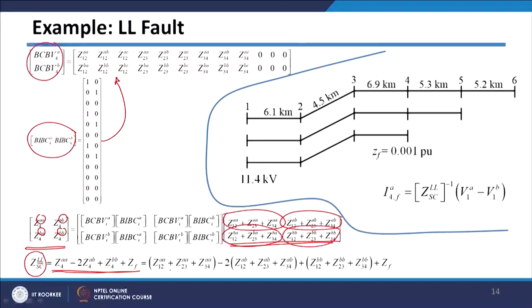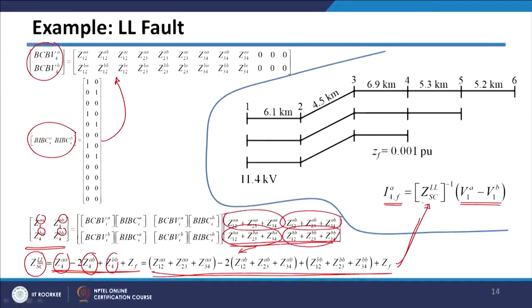And from this, if I put these values of ZAA, ZAB and ZBB from this matrix into this expression, I will get this impedance matrix, and this can be easily calculated. And once you get this expression, we have just seen that the fault current will be the inverse of this matrix multiplied by the subtraction of voltages V1A minus V1B, if the fault is occurring on A and B phase. So, this is how we can calculate the fault current of phase A of 4th bus.